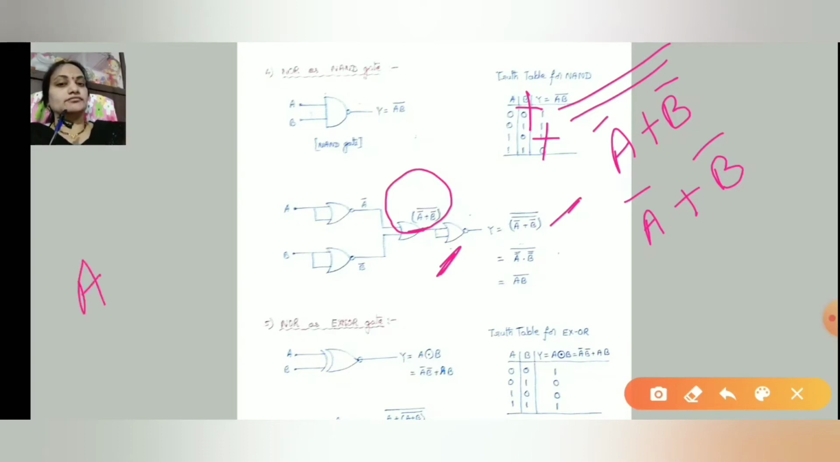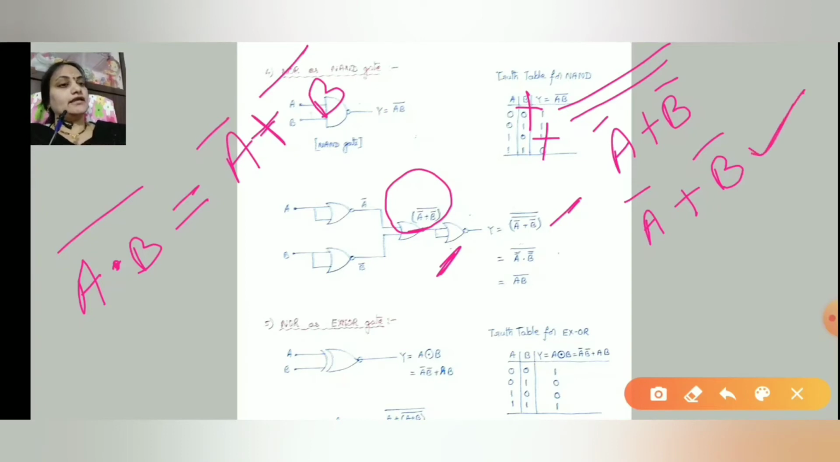what is the theorem? A into B whole bar is equal to... What did I tell you? Just split the complement. Break the lines and change the sign, that is product to addition, and write the variables as they are, that is A, B. Okay. So here we got A bar plus B bar, and here A bar plus B bar is equal to AB whole complement.